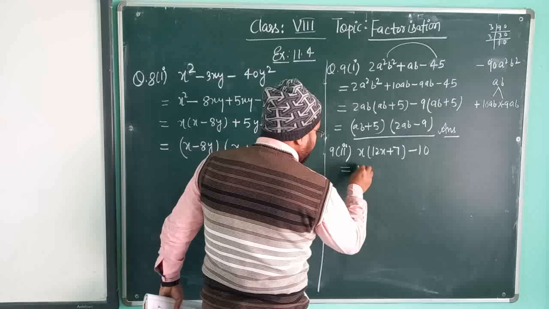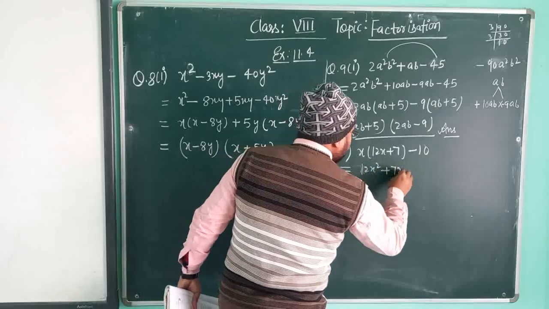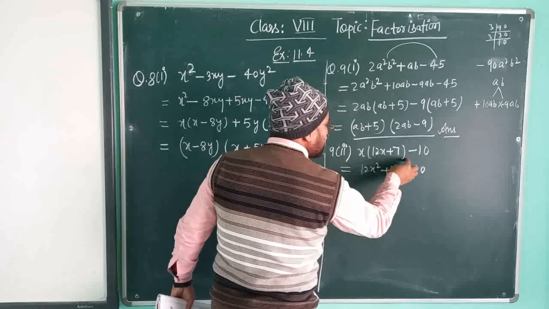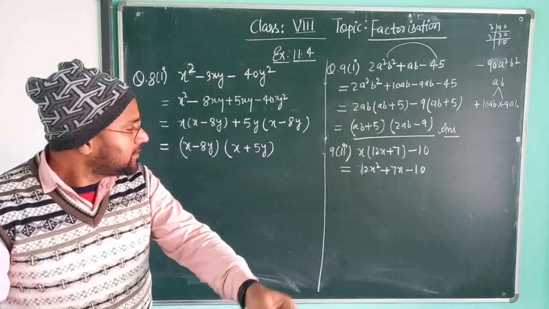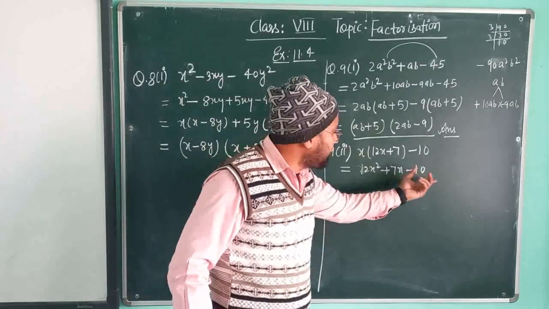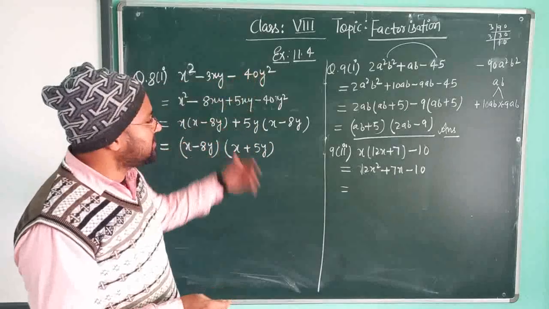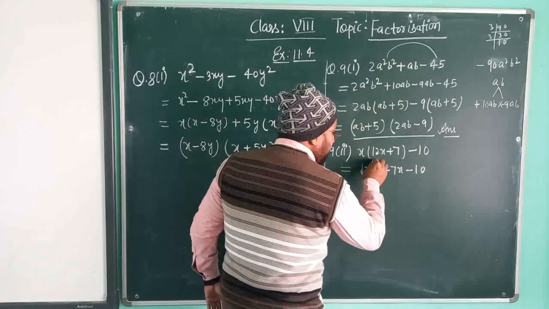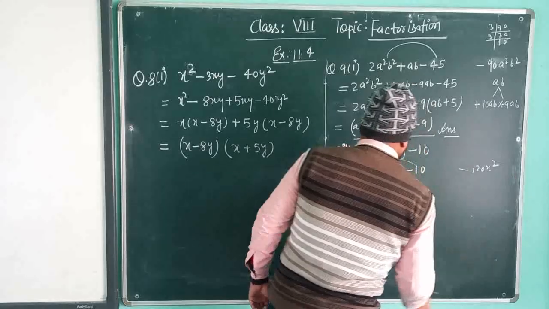First, you remove this bracket. You are getting this 12x square plus 7x minus 10, because this x is multiplied only with these two terms. Okay, so 12x square plus 7x minus 10. It is just similar to these questions. So you can multiply the first and last term. You are getting minus 120x square.